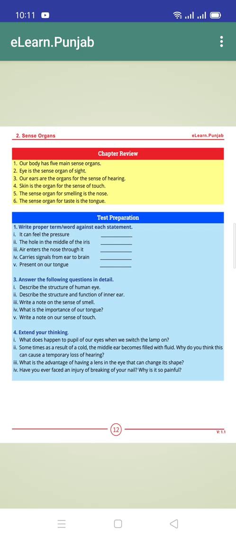What is the advantage of having a lens in the eye that can change its shape? If you do not have a flexible lens, then you will not be able to see far and near objects. You will only be able to see objects at the same distance.